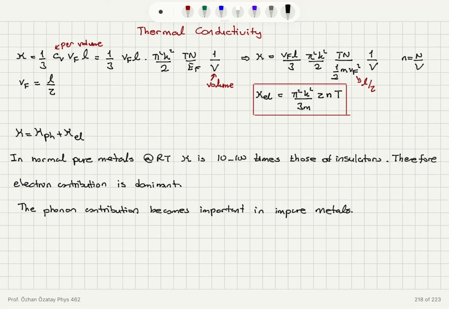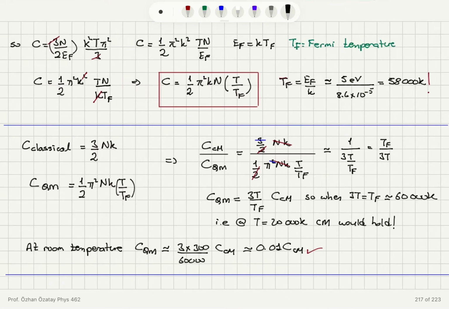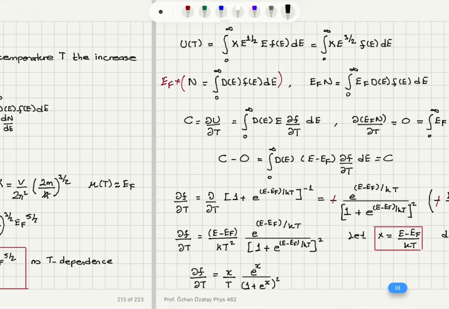The thermal conductivity will have contributions from phonons and electrons. In normal pure metals at room temperature, kappa is 10 to 100 times those of insulators. The dominant contribution is from electrons. The phonon contribution will become important in insulators and also in impure metals. Now we can summarize what we did here.